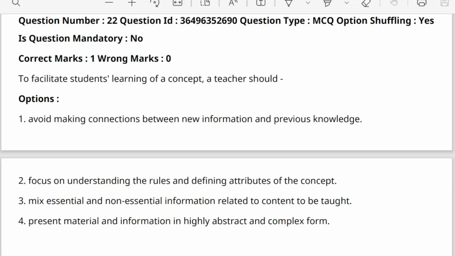So the answer to this, what should the teacher do to facilitate students' learning of a concept? The teacher should always focus on understanding the rules and defining attributes of the concept. The teacher should not avoid making connections. The teacher should not mix essential and non-essential information, and the teacher should not present material and information in highly abstract and complex forms. The correct answer is 2.